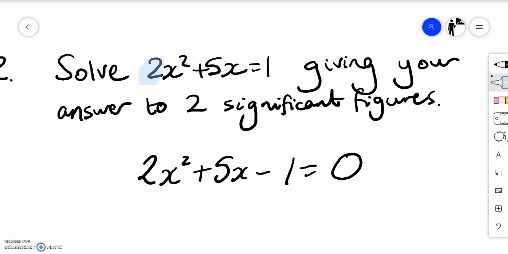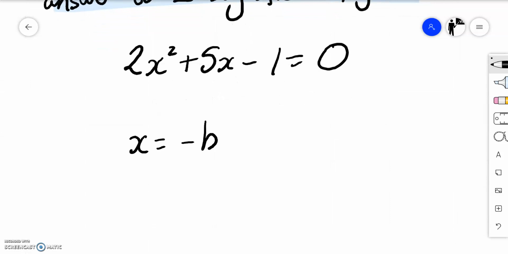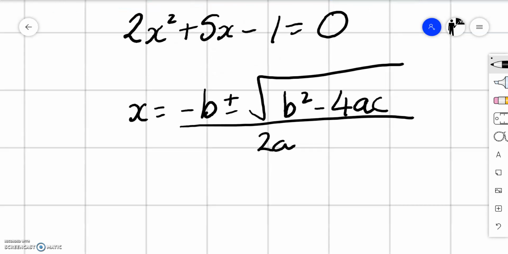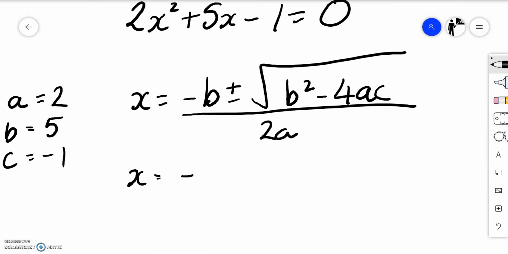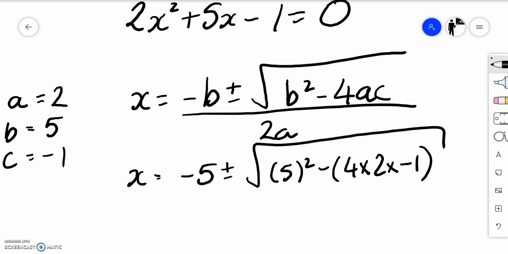So we are asked to solve a quadratic equation and we want to round our answer. Therefore, because of those two pieces of information, we're going to use the quadratic formula. Plus or minus the square root of b squared minus 4ac all over 2a. So what are the values of a, b and c? A is 2, b is 5, c is negative 1. So we're going to have negative 5 plus or minus the square root of 5 squared subtract 4 times 2 times minus 1. And that's all over 2 2's.